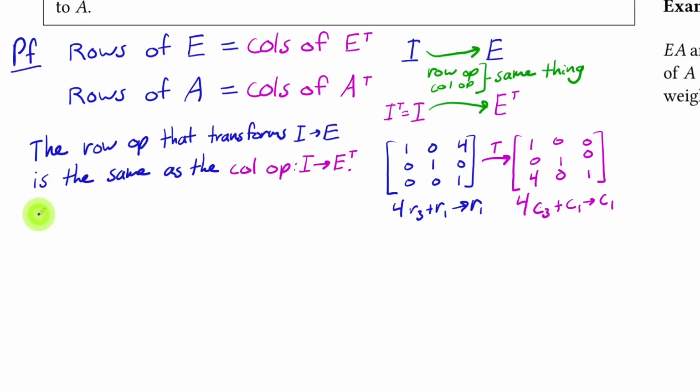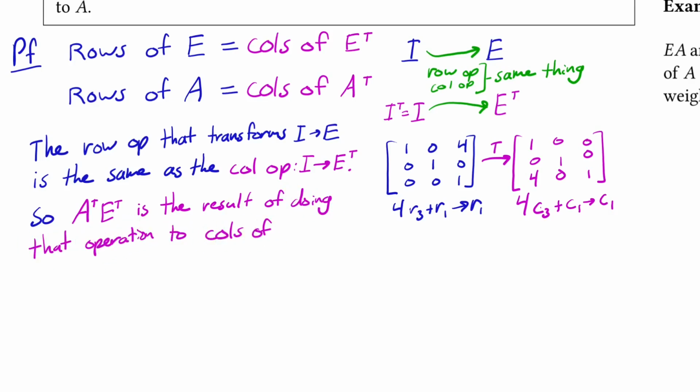So that also means that A transpose times E transpose, using theorem 2.16, because we're multiplying A transpose by an elementary matrix on the right now, is the same thing as doing that column operation to the columns of A transpose, also known as rows of A.